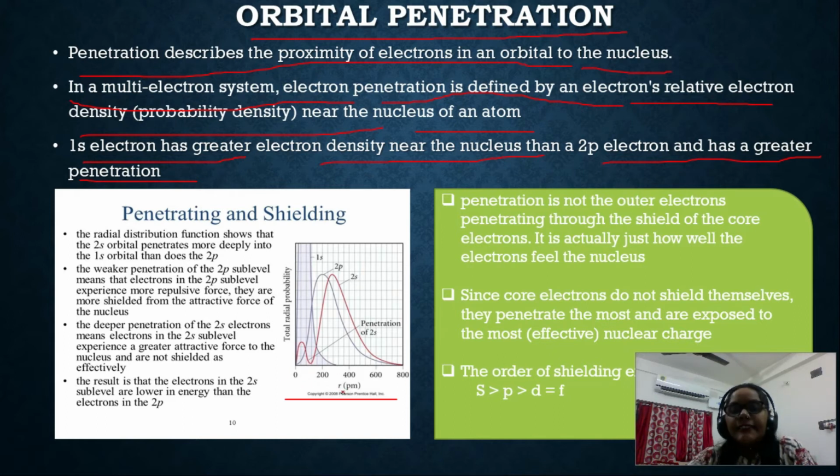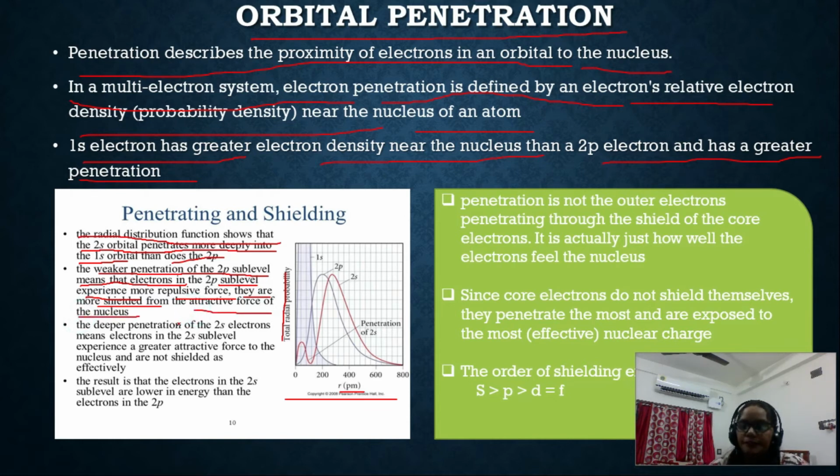Along the x-axis this is r, the radius, and along the y-axis is the probability of finding the electrons. Now the radial distribution function shows that the 2s orbital penetrates more deeply into the 1s orbital than does the 2p. The weaker penetration of the 2p sublevel means that the electrons in the 2p sublevel experience more repulsive force, and they are more shielded from the attractive force of the nucleus.